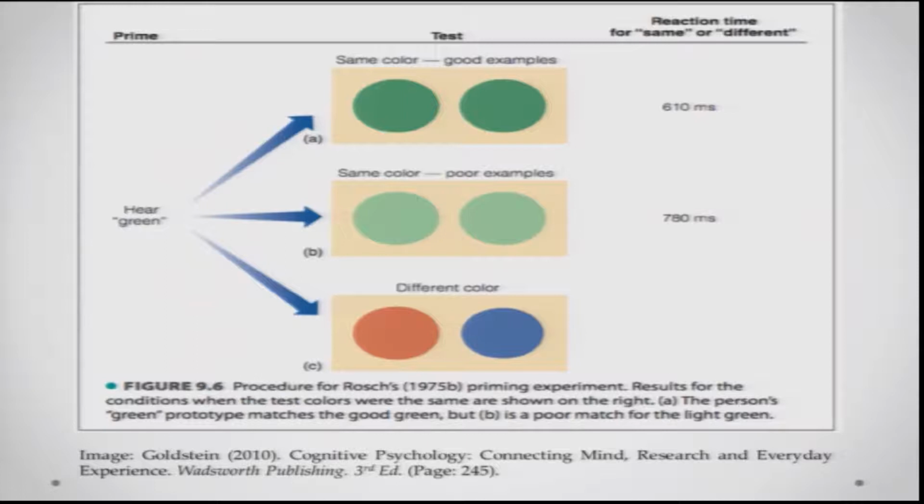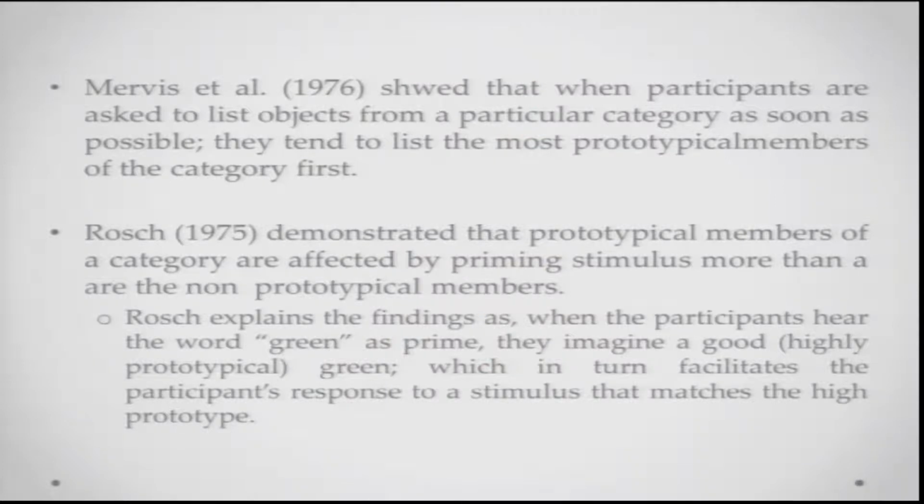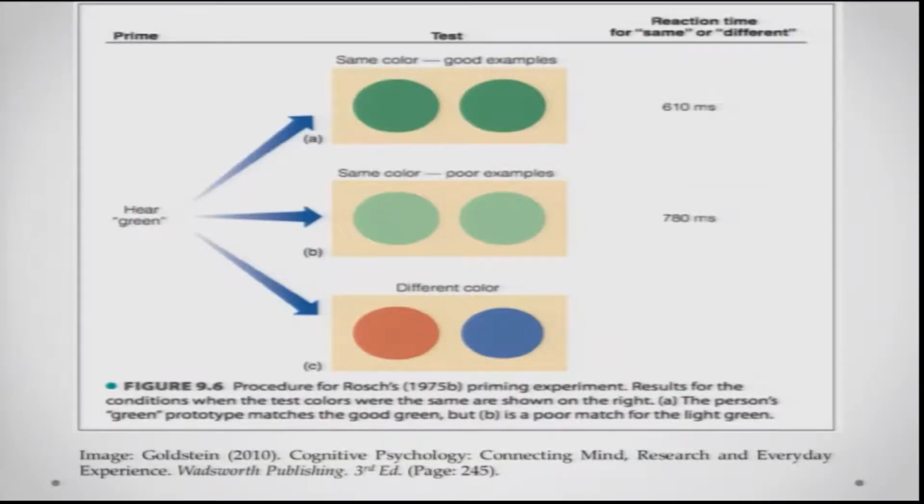You can see it is 610 milliseconds, and when they are actually given the less prototypical members, the reaction time is decidedly higher. So Roche and Mervis basically explain this in a way. They say that when participants hear the word green, the S prime, they imagine a very good or highly prototypical green, which in turn facilitates reaction times to the first pair of stimulus, the panel A here, and because panel B does not really represent a very good quality green, they take more time to react to this.